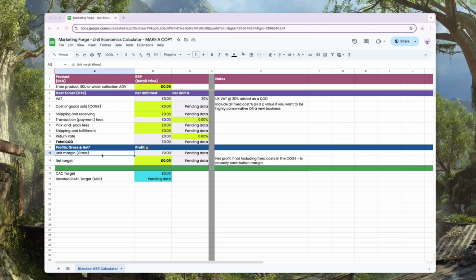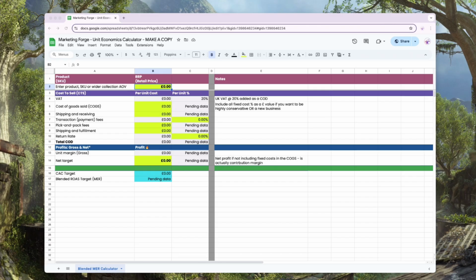Finally, you have your profit section, and that's gross and net. Effectively here is where you can input the margin or the net margin that you need after your ad spend has been included. Now, an important note on this: it isn't necessarily a net profit target if you have not included all of your business overheads or OPEX. This is effectively contribution margin. So this is how much the sale of this product at this level would contribute to your overall net profit margin, not accounting for your fixed overheads.